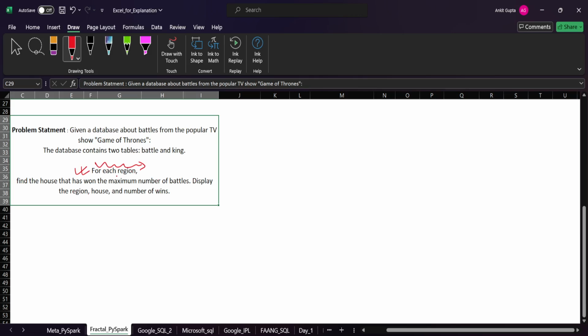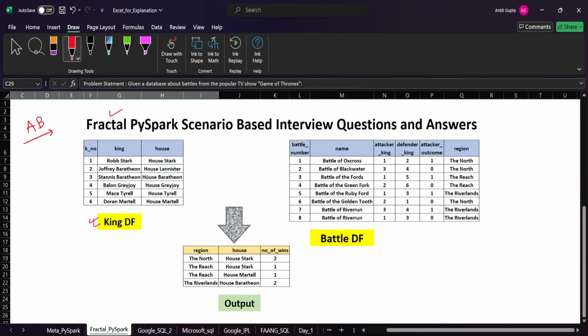Again, read it again. For each reason, the keyword "for each" is involved, right? That means we need to do a group or aggregate or partition at reason level. Find the house that has won the maximum number of battles. If you see here, the reason is coming from the battle table, and the house is coming from the king data frame. So anyhow, we need to join these two tables and aggregate.